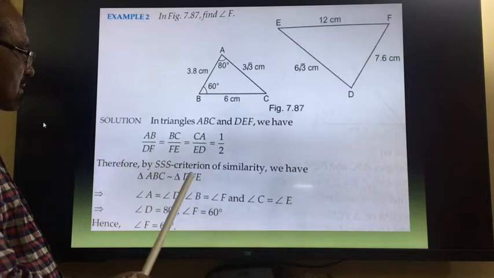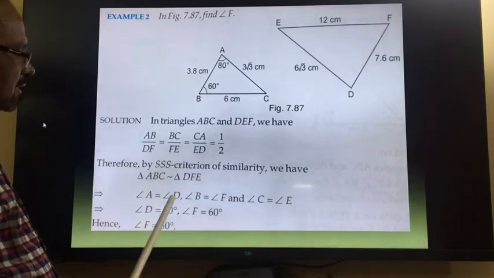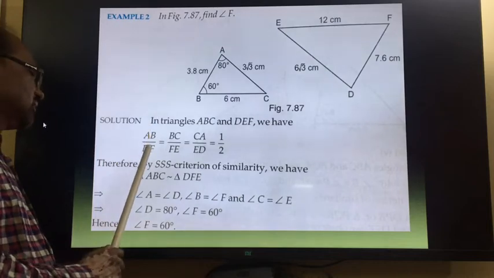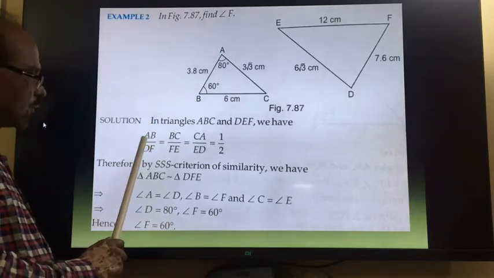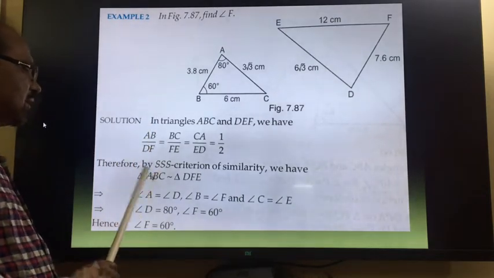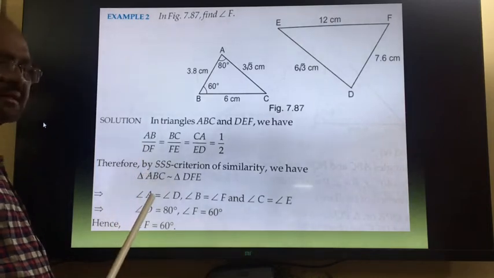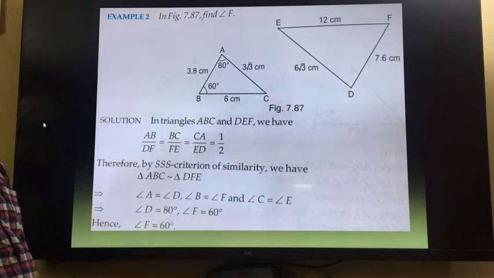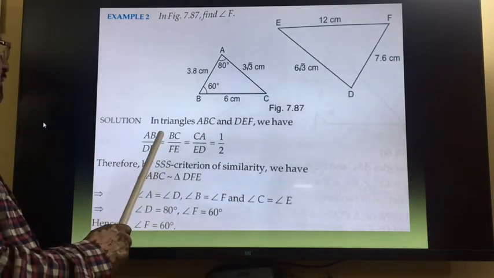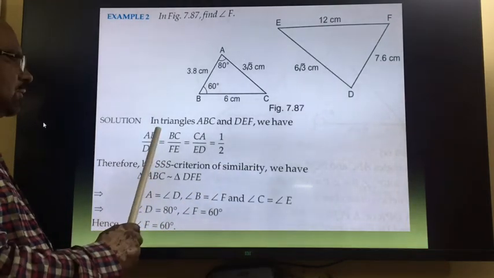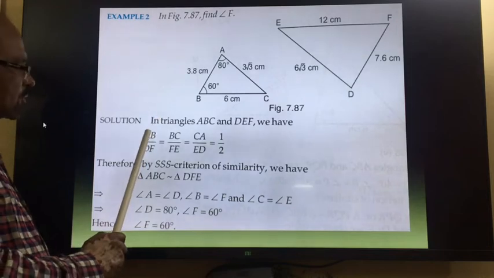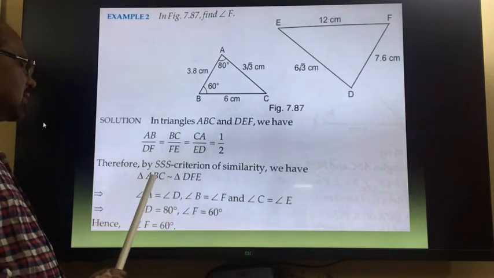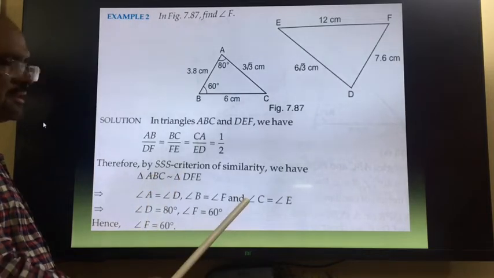And if triangles are similar, then angles are equal. So children, please learn it like a song. If corresponding sides are proportional, then the triangles are similar, and if triangles are similar, then angles are equal. So in maximum number of questions, we will use it either from top to bottom or bottom to top. That is, if corresponding sides are proportional, triangles are similar, and if triangles are similar, then angles are equal.